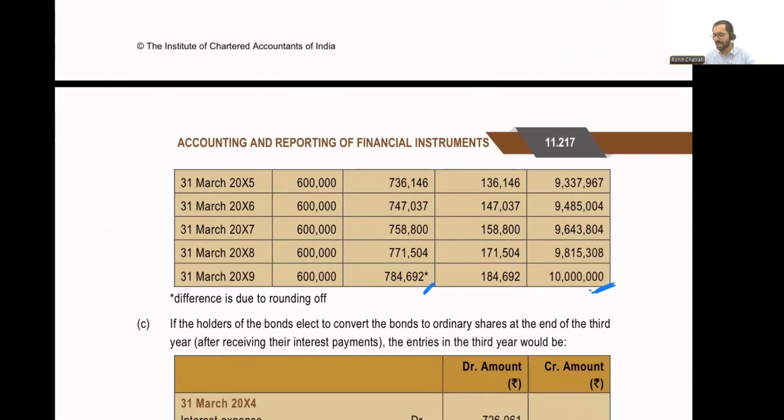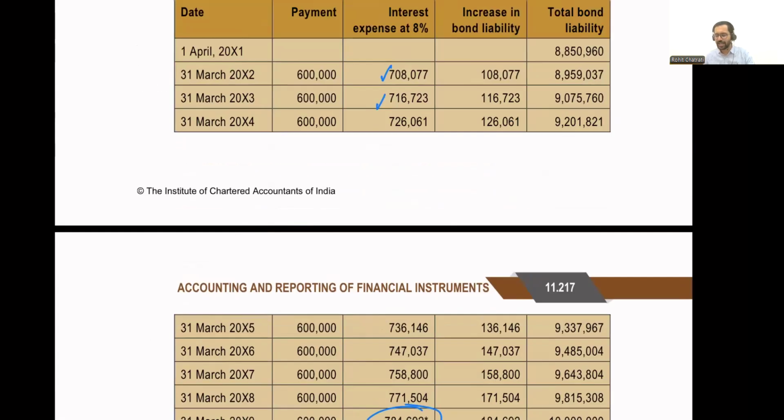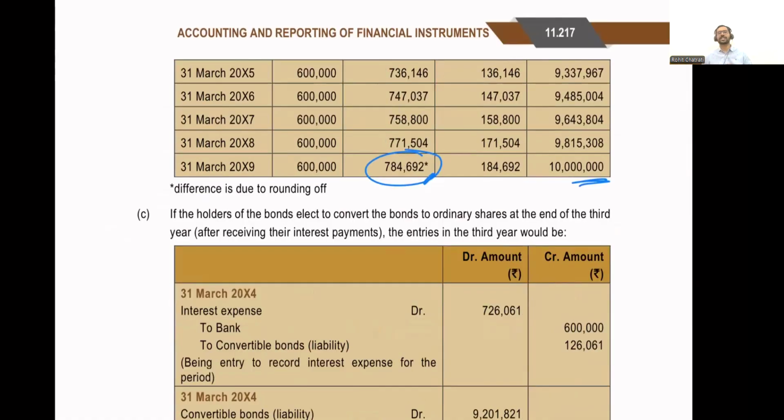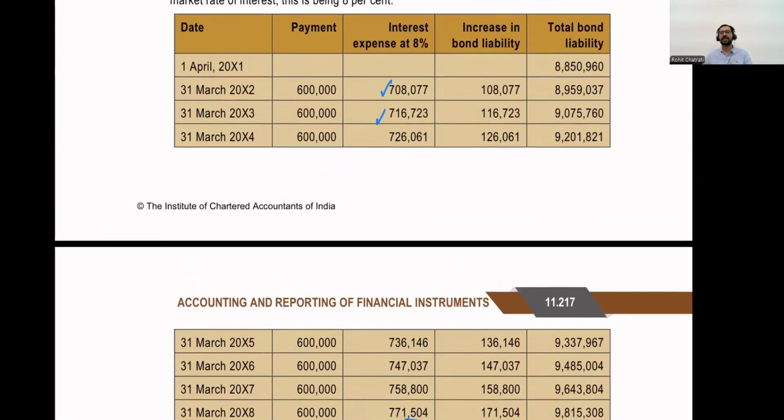Remember, I actually had a balance of 1 crore 533. What they did is they ensured that this closing balance comes down to exactly 1 crore, and they plugged the 533 in the last year. I had a value of I think 785,225. They have a value of 784,692, which is different as a result of rounding. To ensure that this comes down exactly to 1 crore, they adjusted the interest expense for the last year. So that is how you recognize interest.